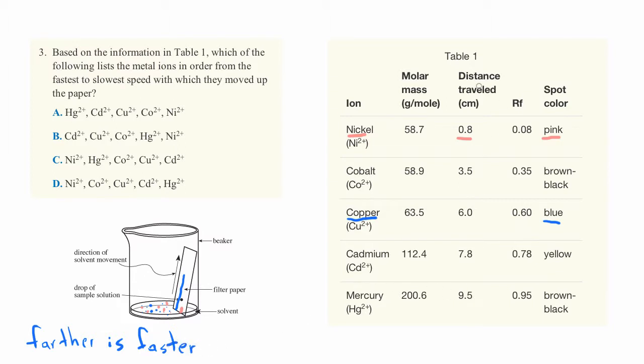So let's look at distance traveled here. The farthest traveling one was mercury. This went up the highest at 9.5. So that's the fastest one. Hg is the fastest. The second highest is cadmium here, which went up to 7.8. So Cd was the second fastest. And we could keep going, but we already know that the correct answer from this is A.